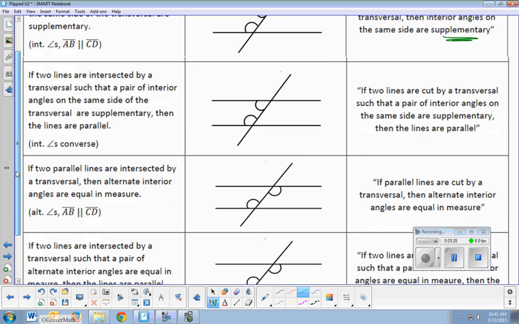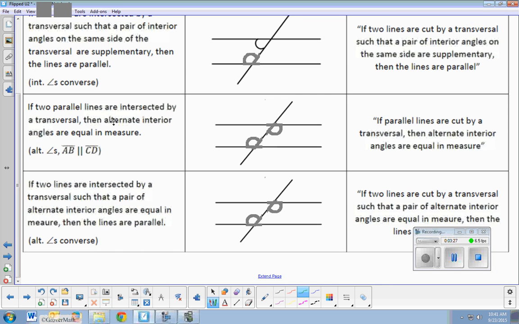And then the last, which is probably the most important, is alternate interior angles. They're interior because they're inside the parallel lines, not outside. And they're on alternating sides of the transversal. One's on the left, one's on the right. These are called alternate interior angles. You'd have another pair right here. So you have two pairs of alternate interior angles, and they are equal in measure. They are congruent to each other.